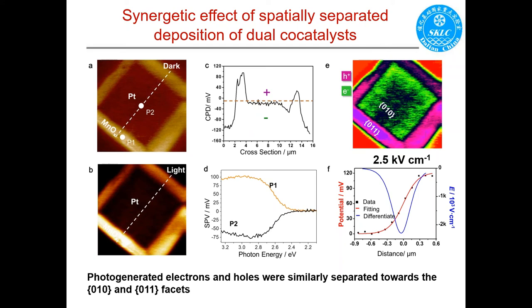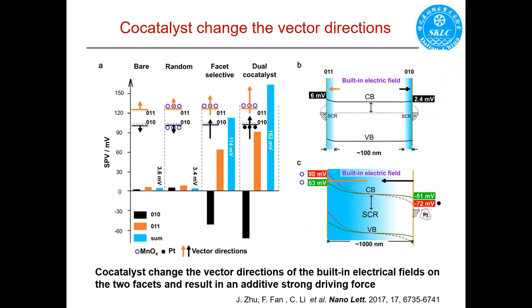So that's the reason why you have this very good photo charge separation efficiency. With the SPV method, you can get a quantitative result to explain what happens on the catalyst after the co-catalyst deposition. So I give you a cartoon to summarize this result.